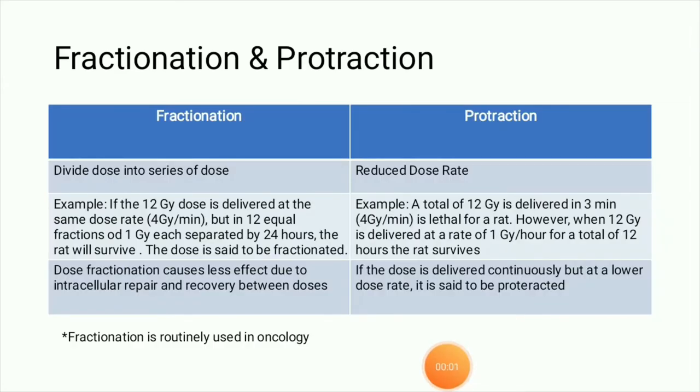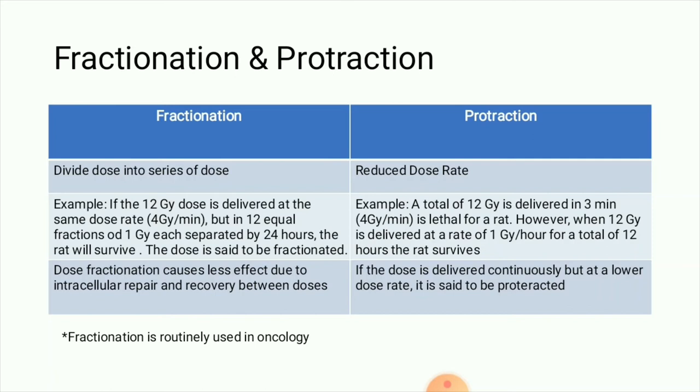Okay, let's go to the next physical factor, which is fractionation and protection. For fractionation, we divide a dose into a series of doses. For example, if a 12 gray dose is delivered at the same dose rate, which is 4 gray per minute, but in 12 equal fractions of 1 gray spread over 24 hours, the rat will survive. The dose is said to be fractionated. Dose fractionation causes less effect due to intracellular repair and recovery between doses. Fractionation is routinely used in oncology.